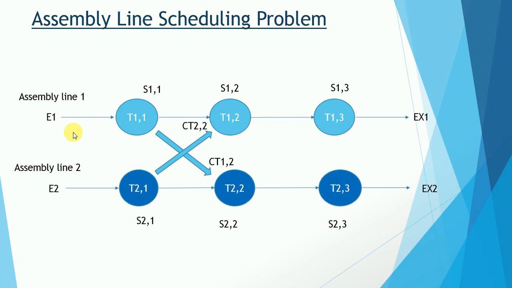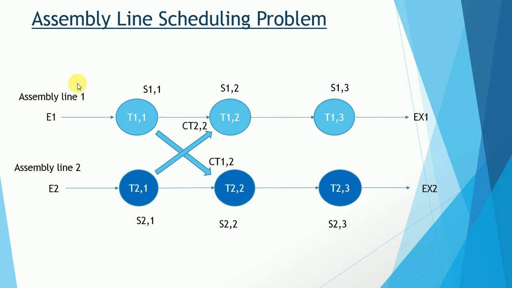So as you can see, there are two assembly lines, assembly line 1 and assembly line 2. These circles represent the stations which are denoted by the variable S. In S11, the first 1 indicates assembly line 1 and the second 1 represents station number 1. Over here in S13, the 1 represents assembly line 1 and the 3 represents station number 3. Similarly, in assembly line 2, if we look at S22, this 2 indicates assembly line 2 and this 2 indicates that it is station number 2 on assembly line 2.